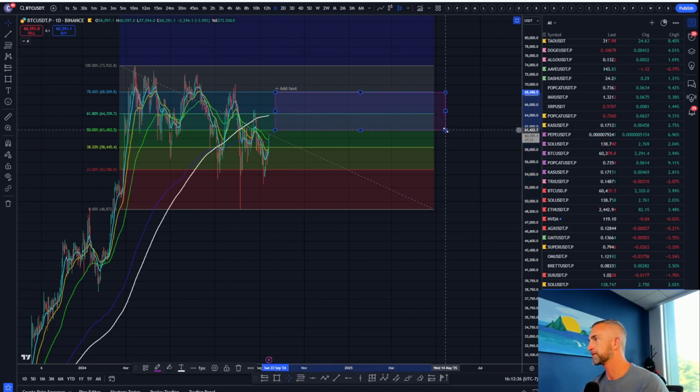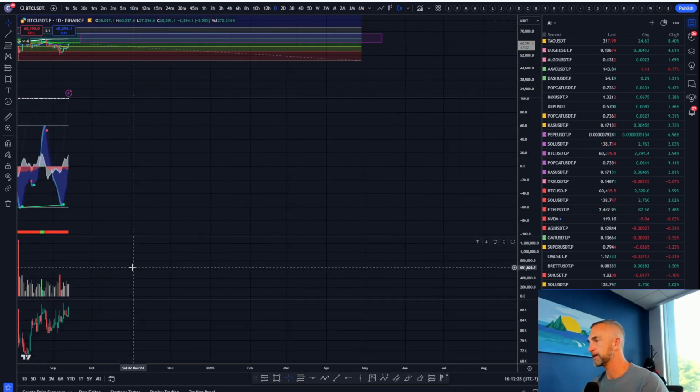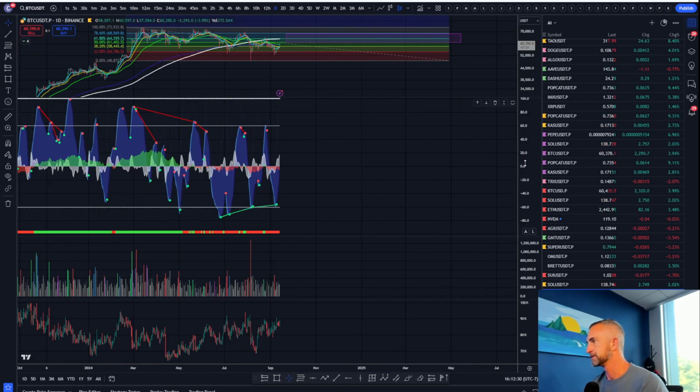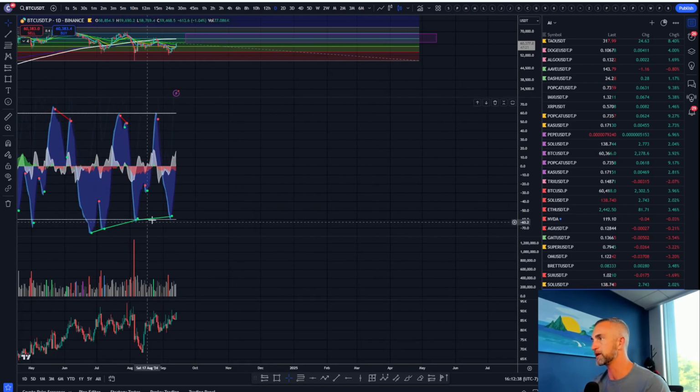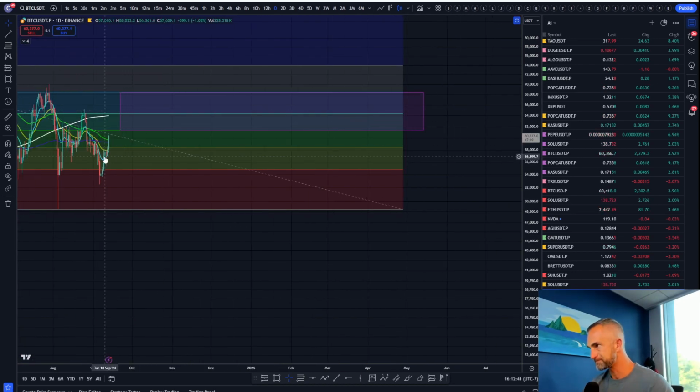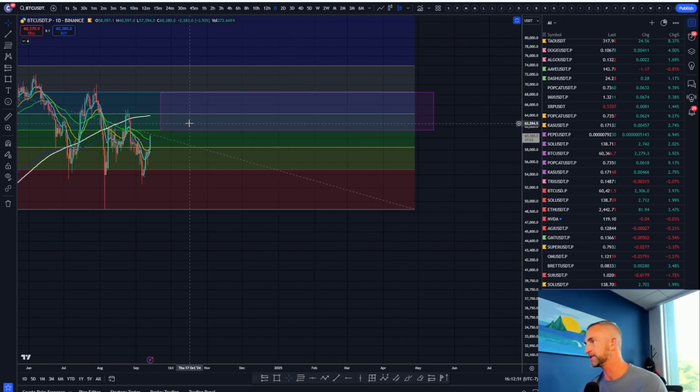So I'm going to put a big fat box here, and I'm going to take a look at this Market Cipher B, which is printing those bullish divergences, prices making lower lows, and the momentum waves are making higher lows, which is nice. Generally looking for some sell pressure at that white 200 simple on the first pass, and probably some sell pressure on the 0.5 at 61,367.